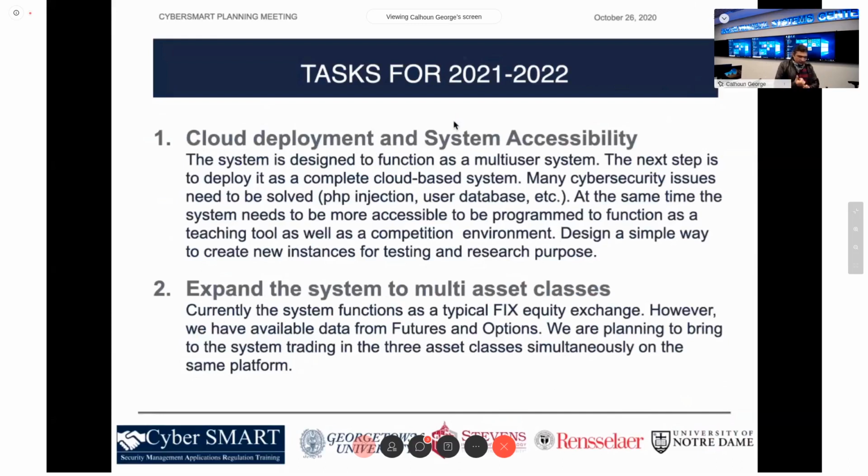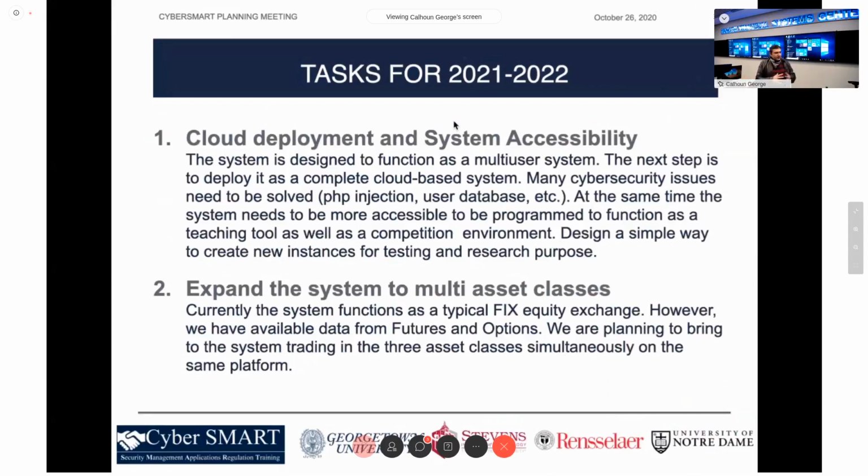So one, we need to deploy this system into a location that makes it accessible for everybody in the cloud system. And also we need to create tools for the users to be able to create scenarios, to be able to study situations with the touch of a button. So that's the cloud deployment and system accessibility task.